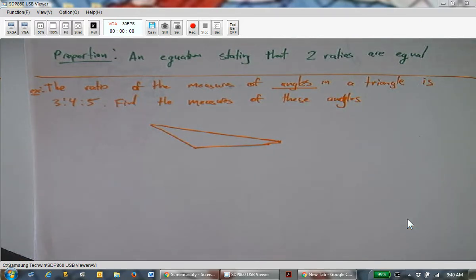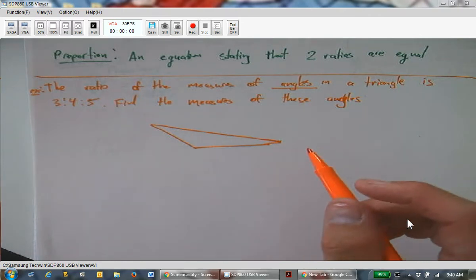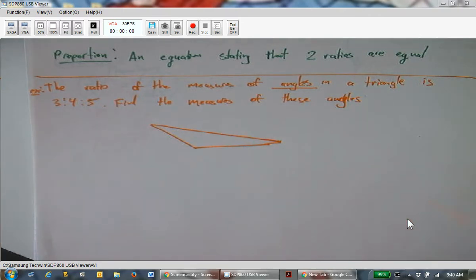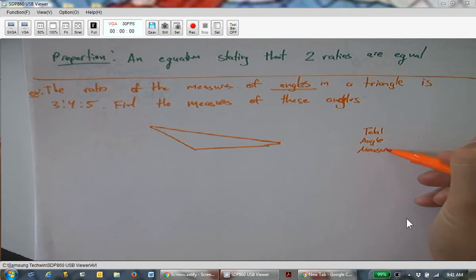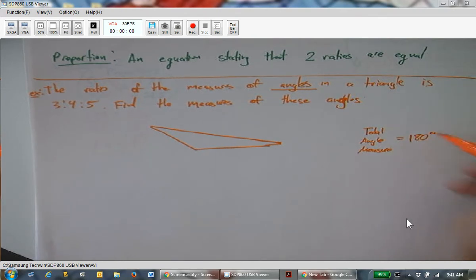Okay, so let's see. What would that mean in this case, in terms of the angles? What does the 3 and the 4 and the 5 have to do with the angles? First off, let's start with anything that we know. Triangles have to add up to how many degrees? Okay, so we know the total angle measure has to be 180. Not just for this specific triangle, but for any triangle in general.